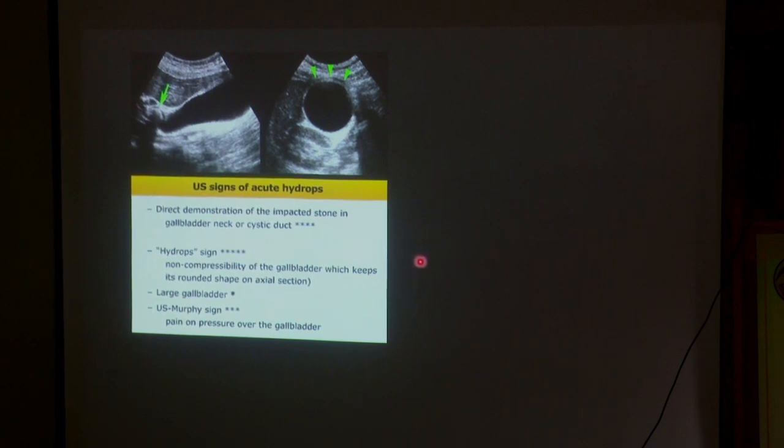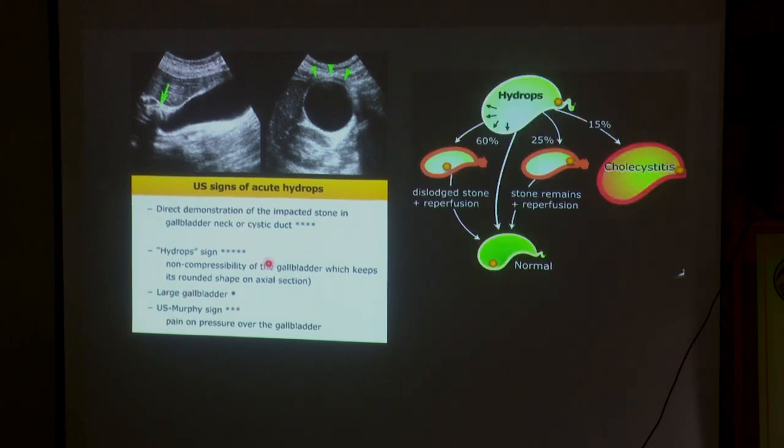And there is large gallbladder distension, and ultrasound Murphy sign, that is pain on pressure over the gallbladder. So what is the further course of this condition?